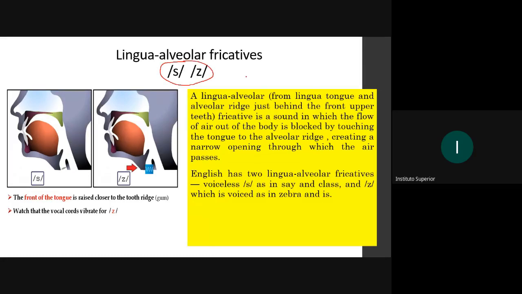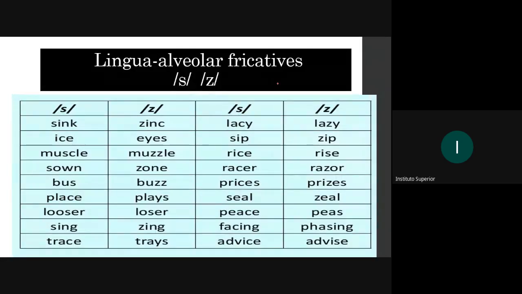We have this one. These two sounds are also fricatives. Here we have some examples where we can use these two sounds, like this one. Sink. And now?